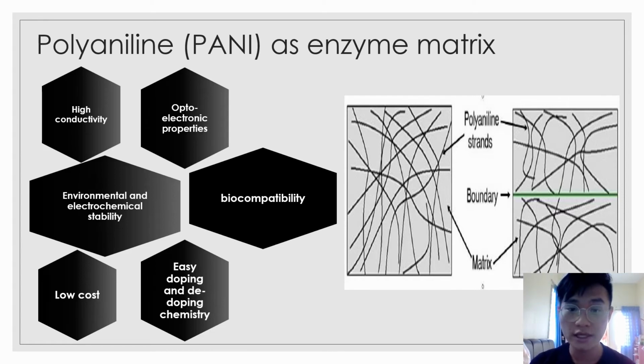Polyaniline has received recent attention because of its interesting characteristics such as high conductivity, optoelectronic properties, environmental and electrochemical stability, biocompatibility, low cost, and easy doping and dedoping chemistry.